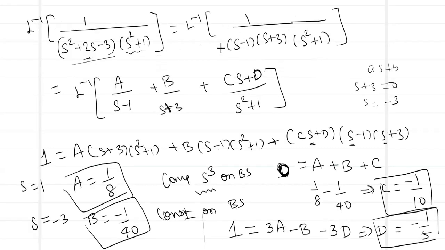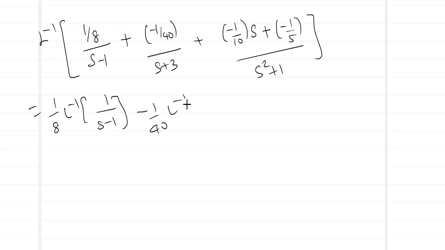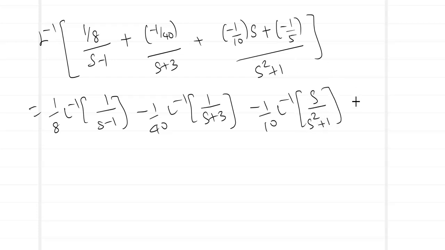So I have substituted all my A, B, C and D in my components. Now it is time to consider the Laplace inverse. How to convert into Laplace inverse? Take the individual components: 1 by 8 Laplace inverse of 1 by s minus 1, minus 1 by 40 Laplace inverse of 1 by s plus 3, minus 1 by 10 Laplace inverse of s by s square plus 1. The last term, minus 1 by 5 Laplace inverse of 1 by s square plus 1.